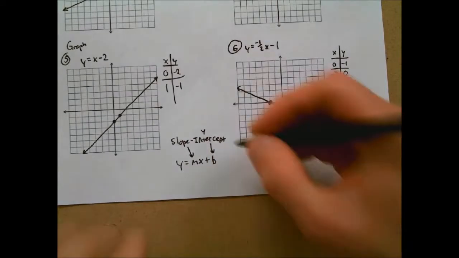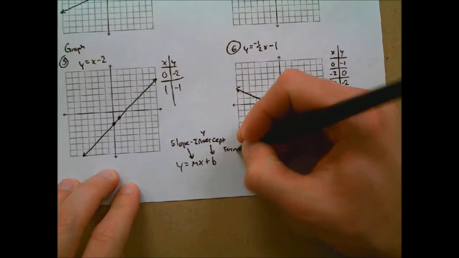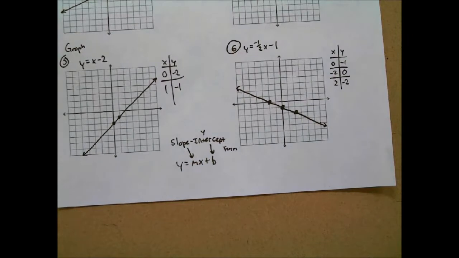Slope-intercept form. Okay, super important. So let's quickly do one or two more graphs. Well, a couple more graphs actually I have for us. All right, so flip over to the back.